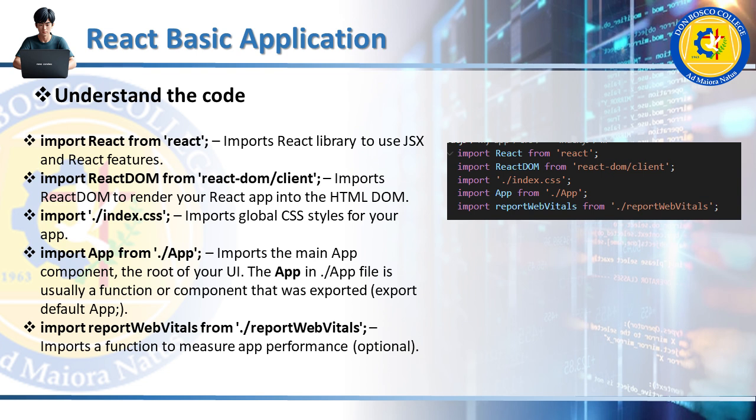Import './index.css' imports the global CSS styles for the application. Import App from './App' imports the main App component, which serves as the root of your user interface. The App file usually exports a function or component, e.g., export default App. Import reportWebVitals from './reportWebVitals' imports a function used to measure application performance, which is optional.